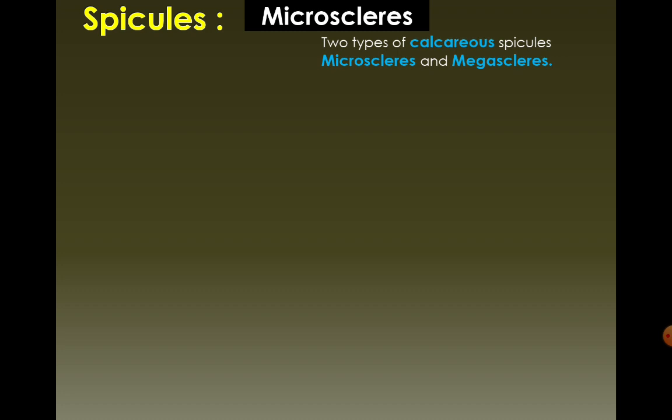Now coming to the other important entities that are present in the test, the spicules. Here the spicules are all calcareous in nature, because they are made up of calcium carbonate, and there are 2 types of spicules. Based on their size, they are classified into microscleres and megascleres. As the name suggests, micro means smaller or the tinier ones. Megascleres means larger spicules, the larger spicules that are found in the test.